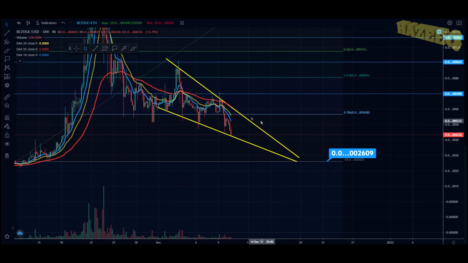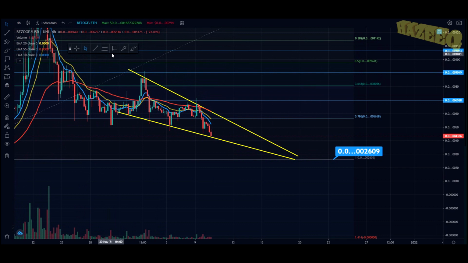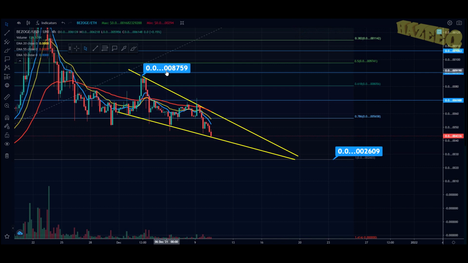So as you all know, the target from the falling wedge is where the wedge was created. So at this point, I'm going to call the last six digits of the price. So 008759 is the target from this falling wedge.